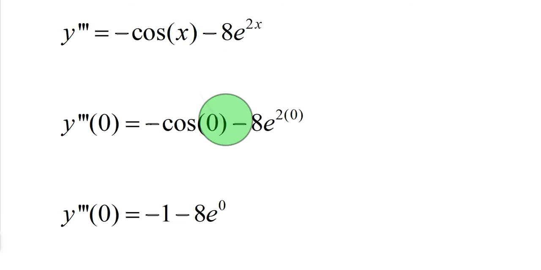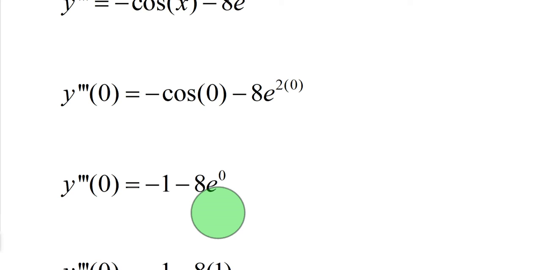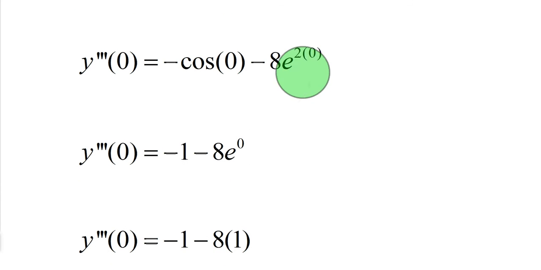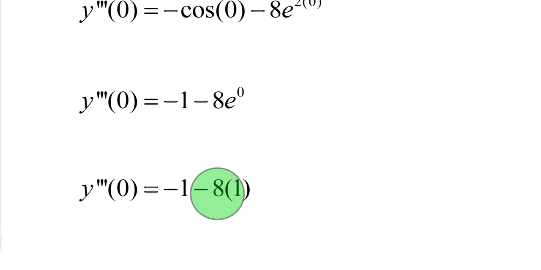I'm going to plug in 0 now. We know cosine of 0 is 1, but we have a negative here. E to the 0 is 1. So we will just have negative 1 minus 8, and that is equal to negative 9. So therefore, y triple prime of 0 equals negative 9. Pretty simple.